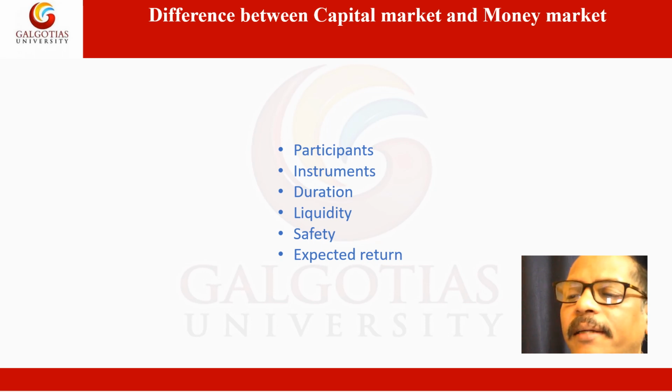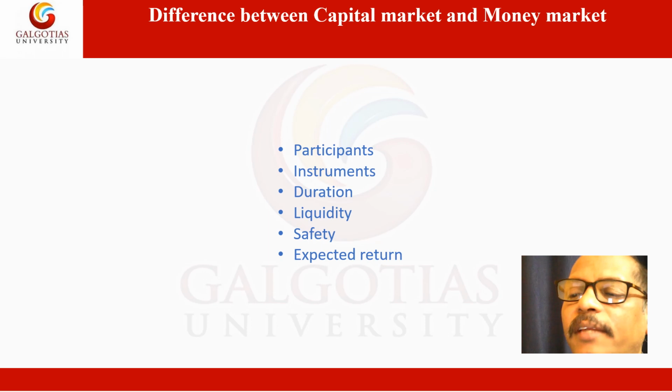Whereas in the money market, participation is by and large undertaken by the institutional participants such as RBI, banks, financial institutions, financial companies. You see that individuals are absent here, right? Then the second is the instruments in the market.